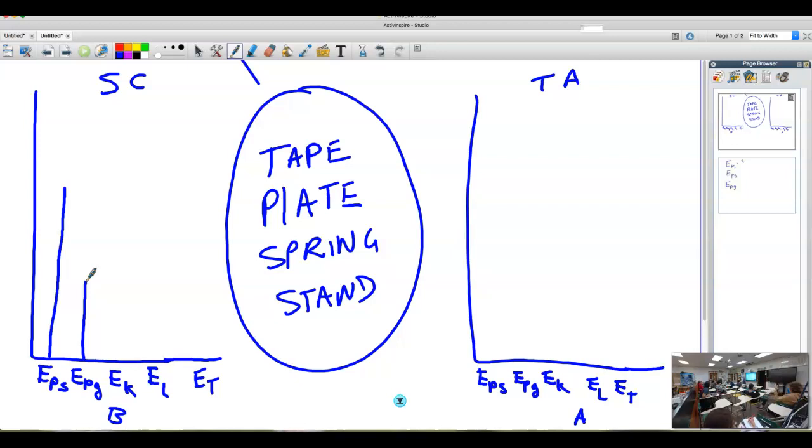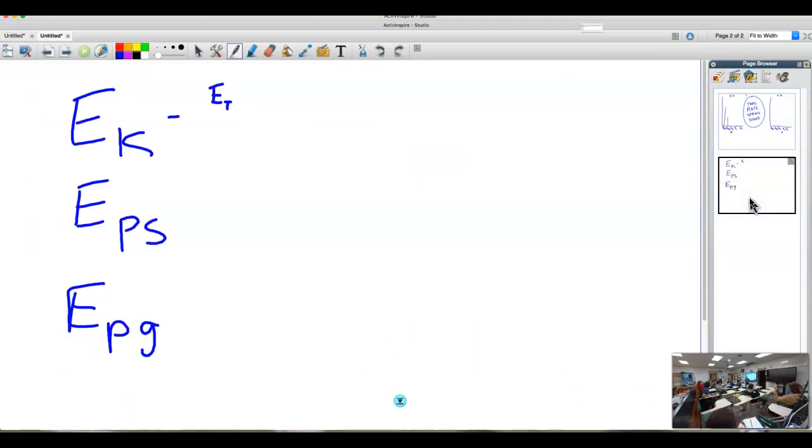Okay, since we have some discussion, let's go back here and look at this. How do we calculate these? How do you determine the gravitational potential energy? Isn't it just the acceleration times the mass, maybe? Mass times the acceleration of what? Gravity. Okay, times what? Times the height.